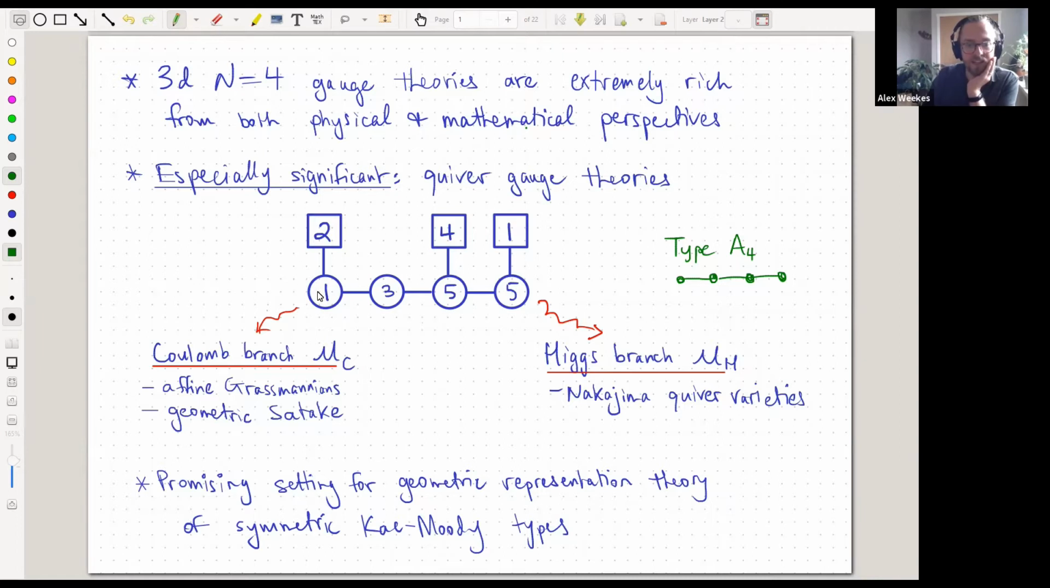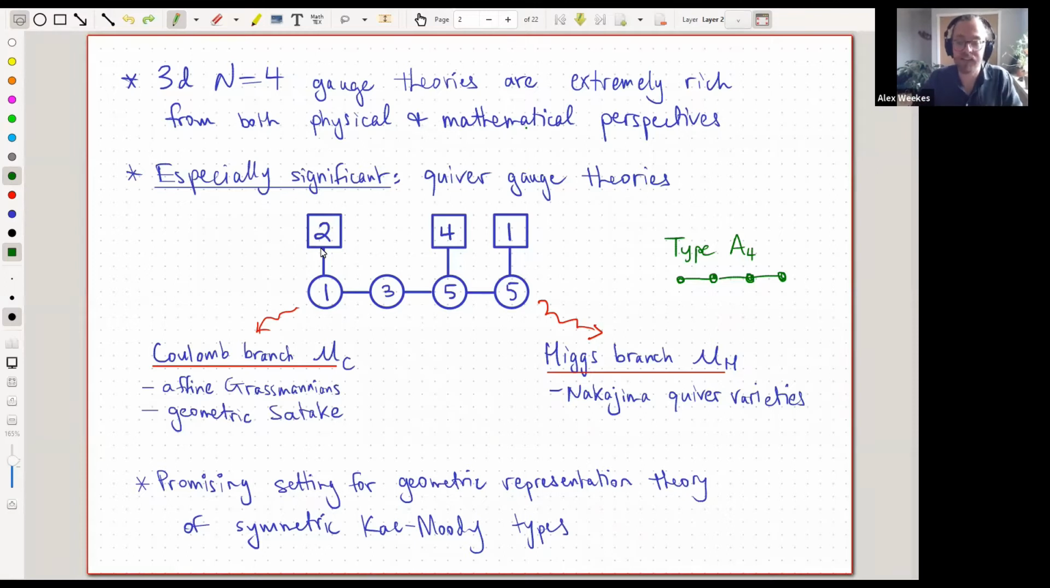I haven't chosen any orientations because that doesn't really matter. And when I have a picture like this, I want to think of this as associated to the Lie type A4 because there's this underlying Dynkin diagram here. And associated to this data, there is some 3D N=4 gauge theory, whose gauge groups are determined by the circles, and the matter content is determined by the arrows.